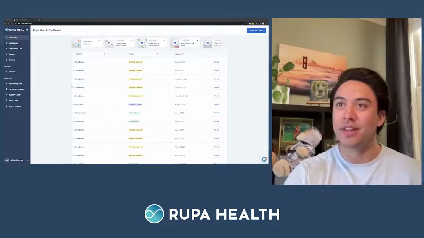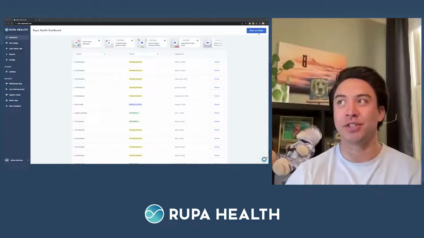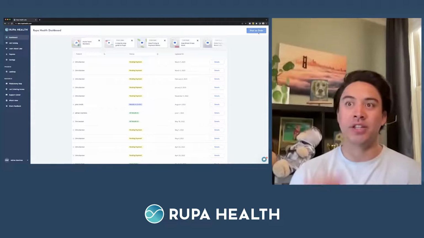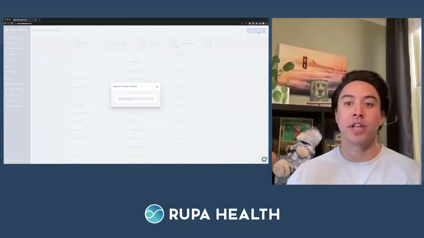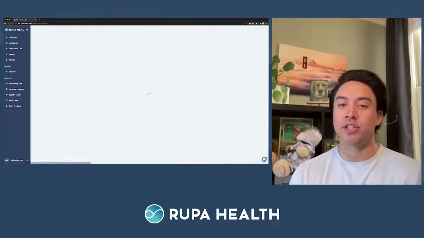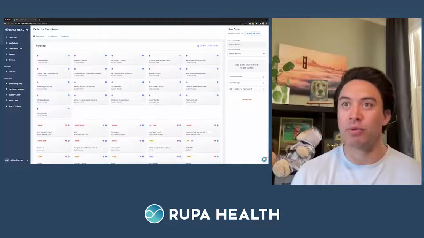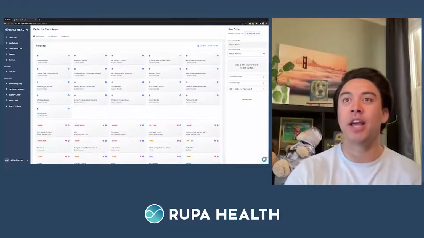This is the Rupa Health dashboard. The first thing I'm going to show you is just how simple it is to place an order on Rupa Health. All we need is 3 bits of information: the patient's first name, last name, and email address. We will collect everything else directly from the patient to complete the order. That way, you don't have to have the patient's whole file on hand. We will make it as simple for you as we can.